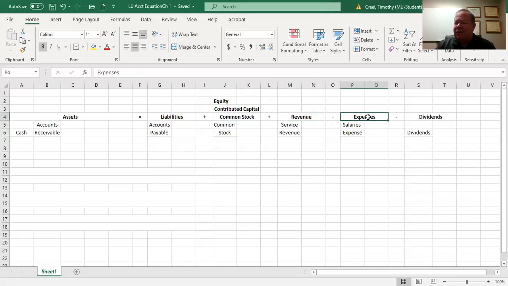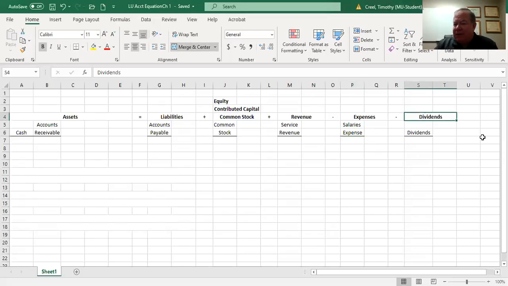Expenses are the cost of doing business. Expenses are going to be like what they pay their employees, which you see here is salaries expense. Expenses might be rent, they might be utilities. So expenses are basically what it costs a company, or the cost of doing business.